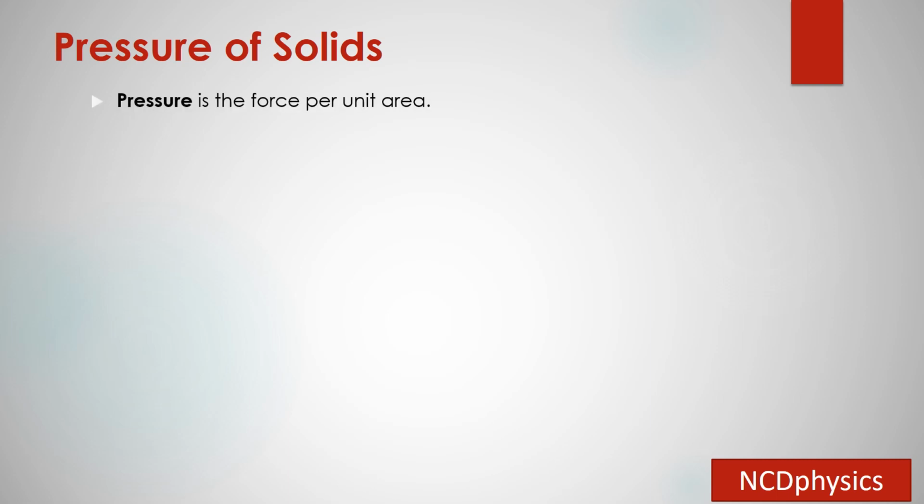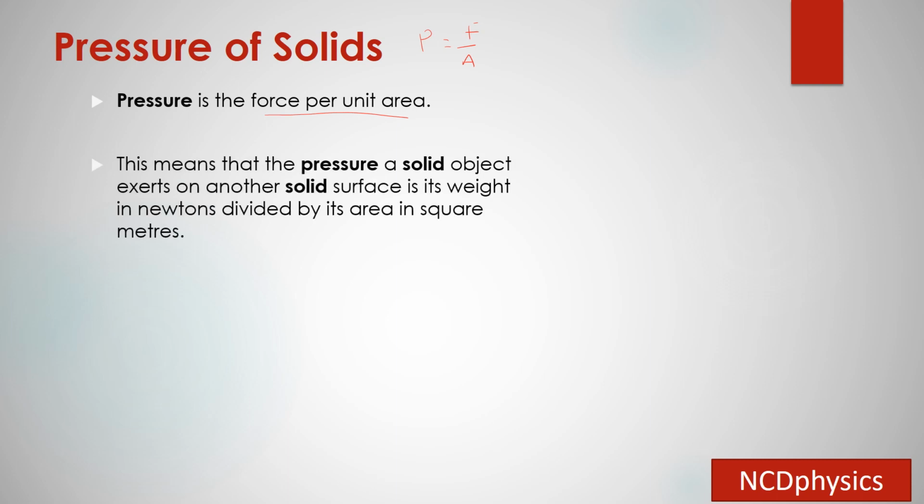Pressure of solids. Let's talk about the pressure of solids. Pressure is the force per unit area. So what we studied, pressure is equal to force over area. This means that the pressure a solid object exerts on another solid surface is its weight in newtons divided by the area in square meters.